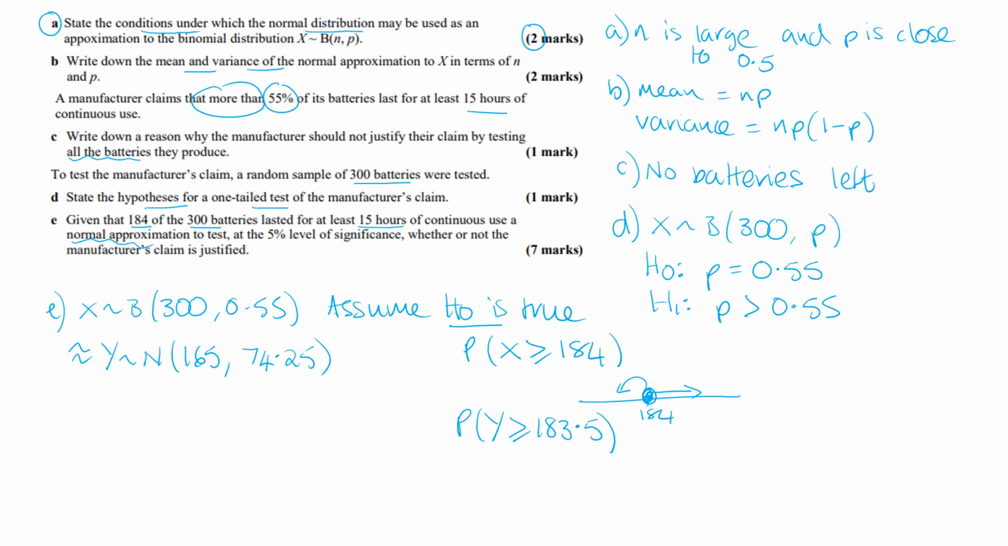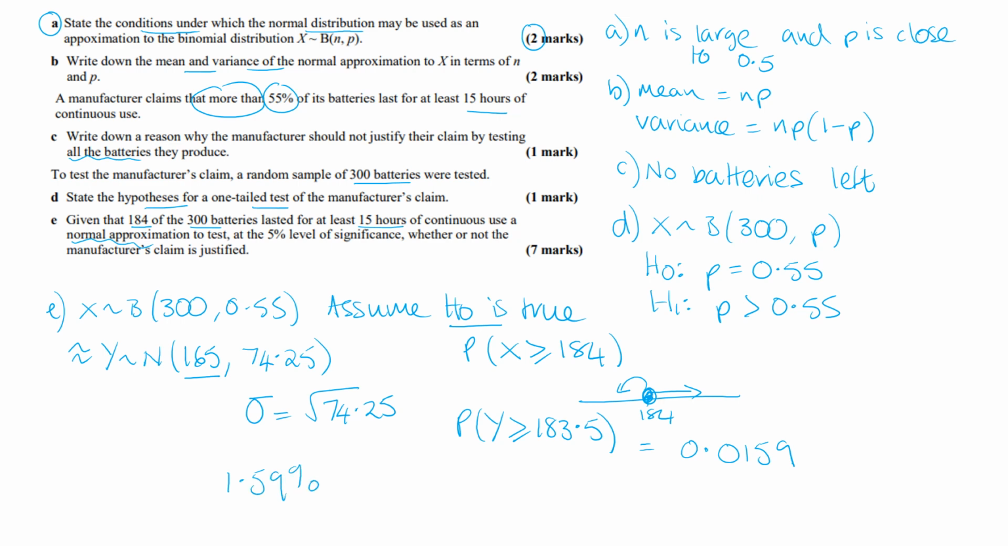So now all we need to do is find that probability on our calculators. So in your calculator, put 183.5 as your lower limit, put an arbitrary large number, I always put sort of 10,000 as your upper limit, and then you put in your mean is 165. Remember, your standard deviation has to be the square root of 74.25. So if you do that on your calculator, it comes out to have a probability of 0.0159.